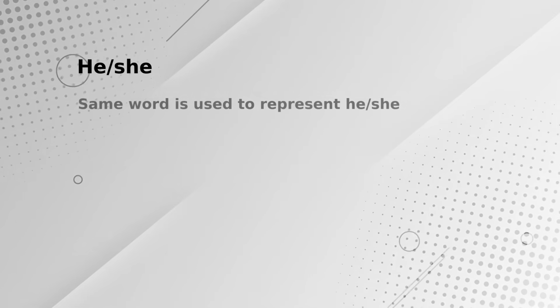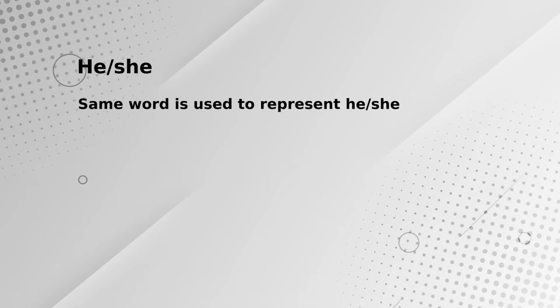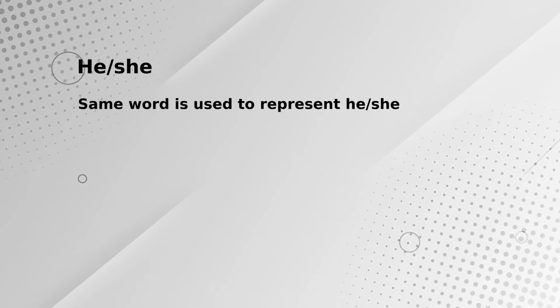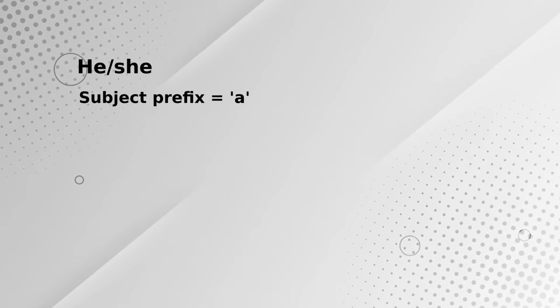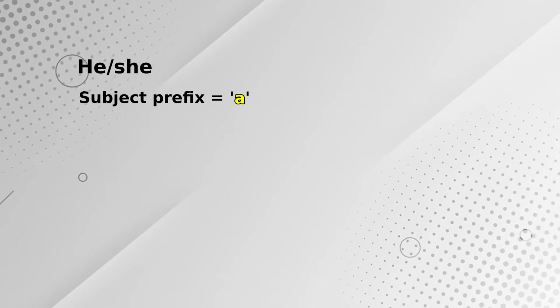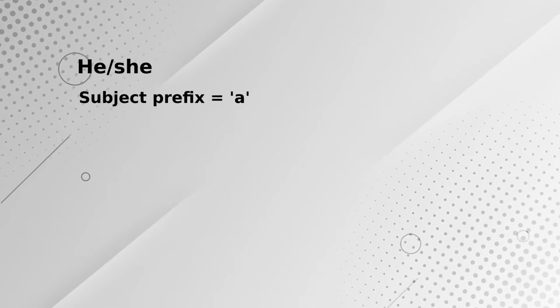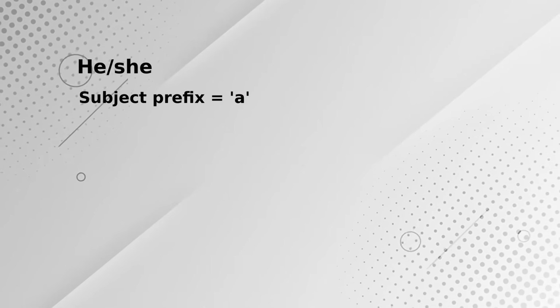We will start with he or she. In Swahili, the same word is used for both he and she. So that's good news because you only need to learn one pattern. So the subject prefix for he or she is a, the letter a. Good. Now let's practice with some everyday verbs.